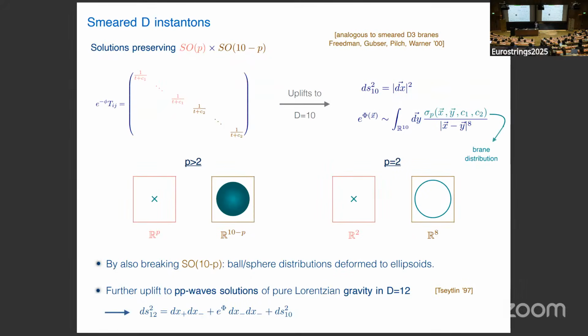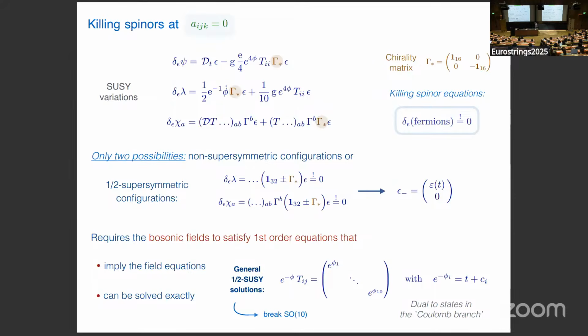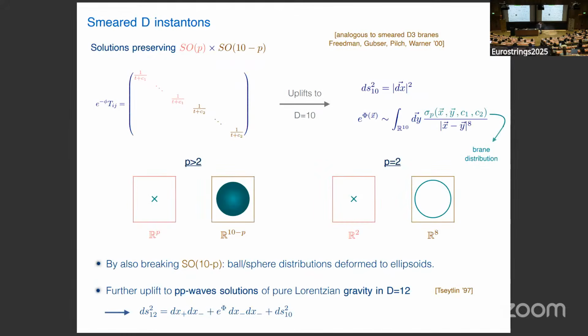I wanted to say maybe one or two more words about this solution, but I'm not sure I have time. So I'll just say that in the bulk, when you uplift them, what you find is that the 10-dimensional metric is always flat, and it corresponds to taking the instantons, which were at t equal to 0 before, and just smearing them in the 10-dimensional space in a way that preserves the symmetry, like SO(P) times SO(Q). This is in some sense very analogous to the smeared D-brane of Freedman, Gubser, Pilch, and Warner for N equals 4 super Yang-Mills.